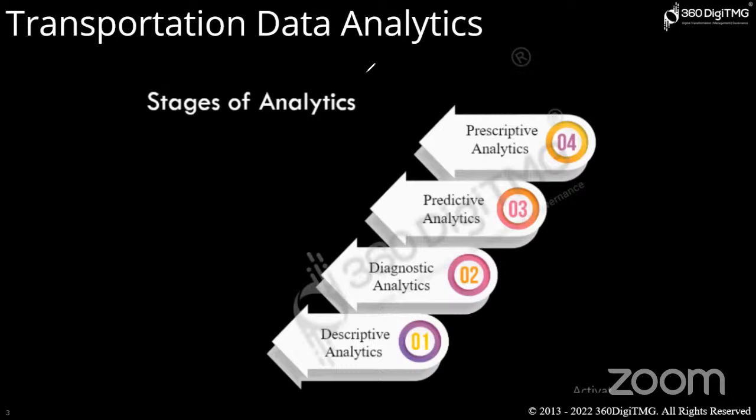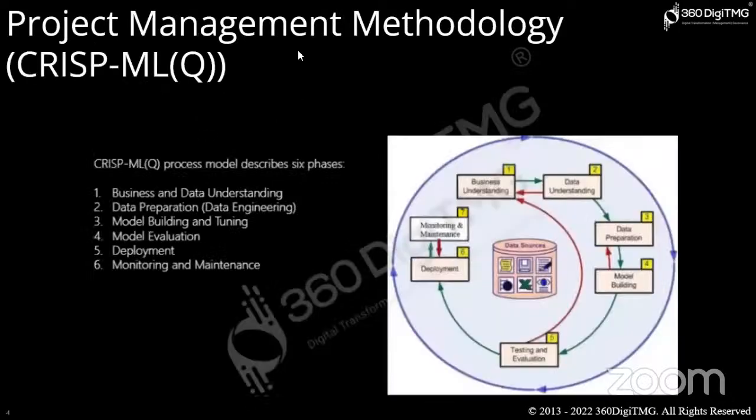And then we will be having CRISP-ML(Q). What is CRISP-ML(Q)? Cross Industry Standard Process. It says cross industry; the industry could be anything, the domain could be anything, and you'll be applying the same CRISP-ML(Q) methodology. Cross Industry Standard Process for Machine Learning with Quality Assurance. This is the abbreviation for CRISP-ML(Q).